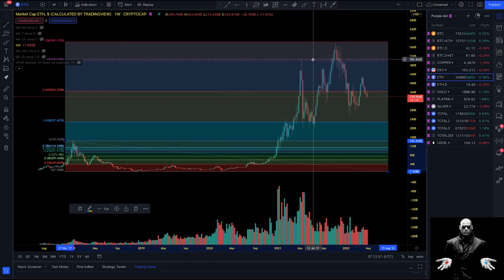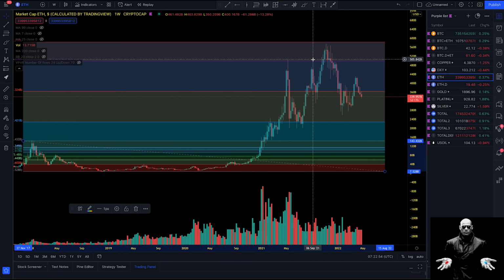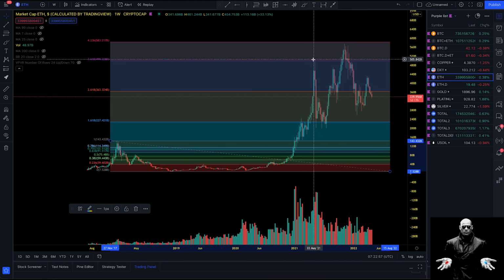Only time will tell. But right now, the Fibonacci extension tool is telling us that, guys, we're in the ending phase of this Ethereum bull run.